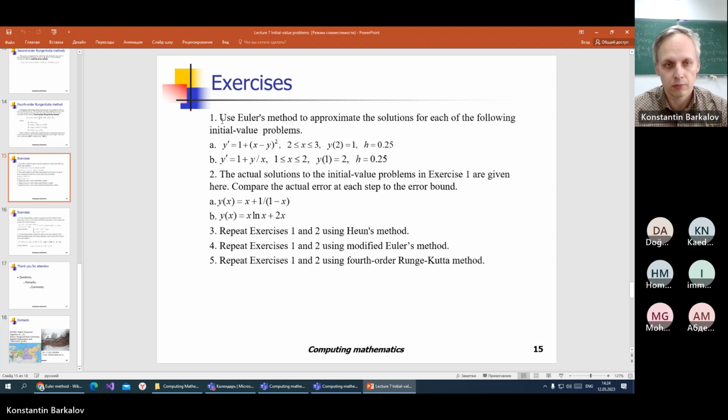Exercise 1. Here you may find two simple equations. y prime equals 1 plus (x minus y) squared, x between 2 and 3, y of 2 equals 1. This is the first equation. The second equation, y prime equals 1 plus y over x, x is between 1 and 2.